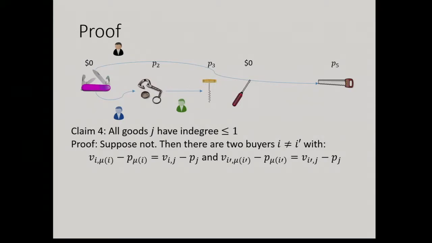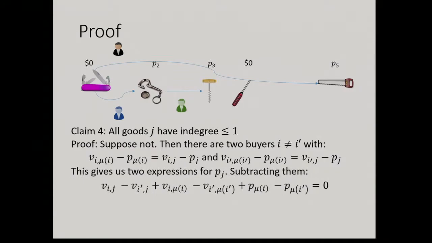Then there are two buyers, I and I prime, who are both indifferent to this good and some good earlier in the ordering. Okay? So we've got two different indifference conditions, but both of them have the price of good j in them. So we can just solve for these two different expressions for the price of good j and subtract them from one another. They equal 0. Okay, but we're going to get a linear combination of valuations that violates our genericity condition. So that's it.